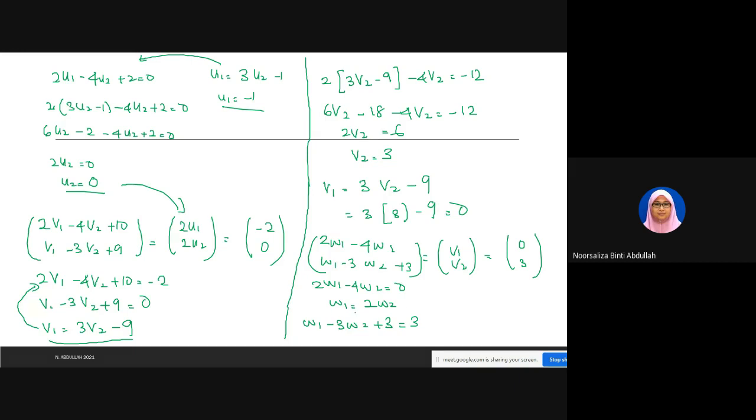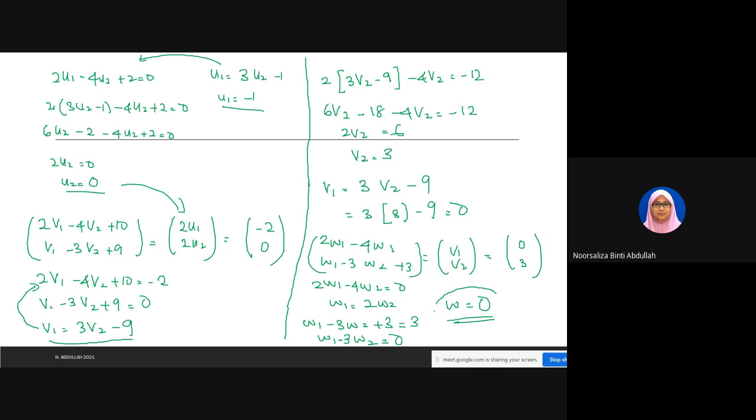Okay, betul. So ini kosong, jadi w1 minus w2 equals to 0. Minus 3. Okay, so your w is actually equals to 0. So your w1 and w2 is equals to 0.